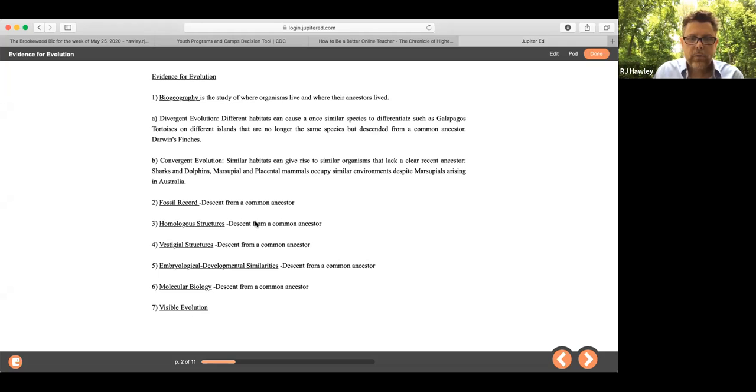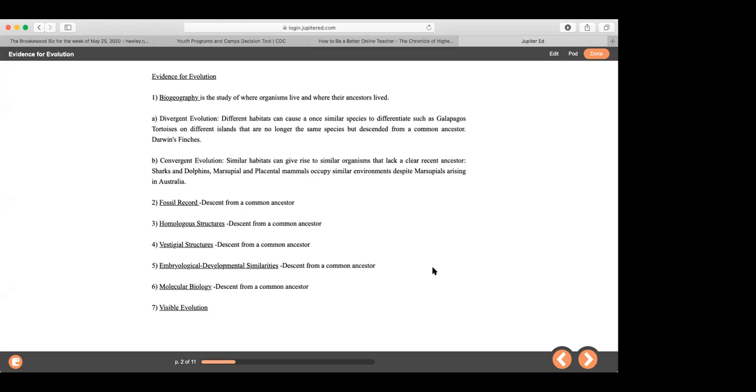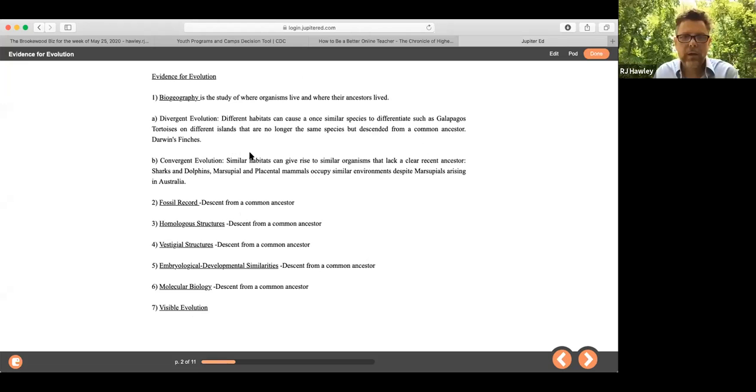Now, you see here, five of these say from a common ancestor. Remember, for Darwin, that was one of the big things: that species change over time and descend from a common ancestor. All these are used as proof of descent from a common ancestor, to show that organisms are related to one another. Actual evolutionary stuff that isn't just descent from a common ancestor would be biogeography and visible evolution, which we'll get to at the end here.